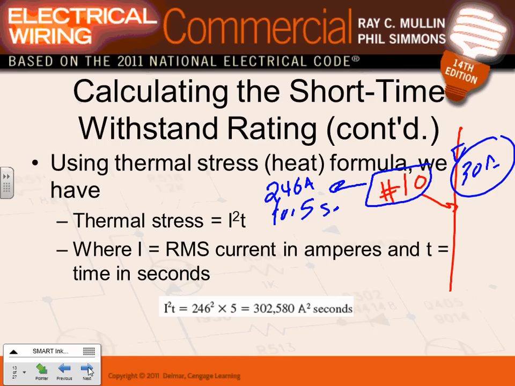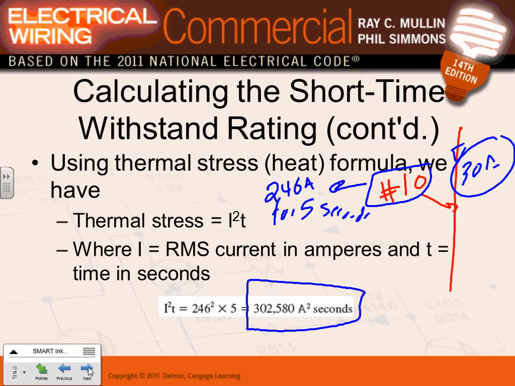5 seconds. Okay. Now, in order to find how much energy that conductor can handle, it's very easy. Take the I squared T. Again, this is the manufacturer, not me, telling me this. You take the 246 amps that this conductor can handle, squared, multiply by 5, and that will get you the amount of energy that this conductor can handle: 302,580. Any comments, any questions? That's for up to 5 seconds.